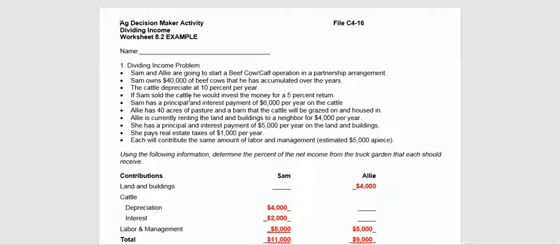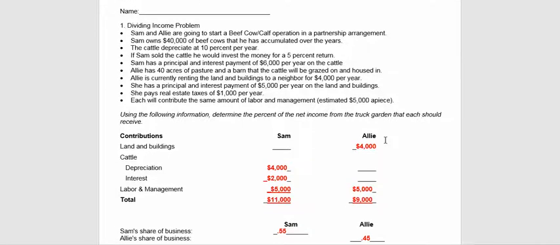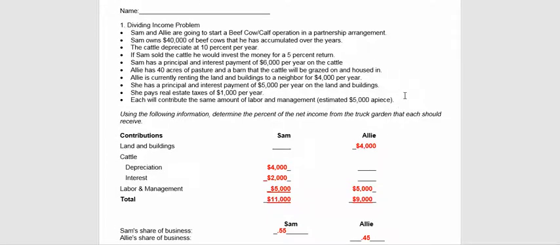Oh, the land and buildings. Allie's contributing that. Now, how do we value those land and buildings? Well, it says that Allie has these 40 acres and she's currently renting the land and buildings to a neighbor for $4,000 a year. She has a principal and interest payment of $5,000 a year and pays real estate taxes of $1,000 a year. Well, the easiest way to figure this out is to determine that she is currently renting out the buildings and land for $4,000 a year.